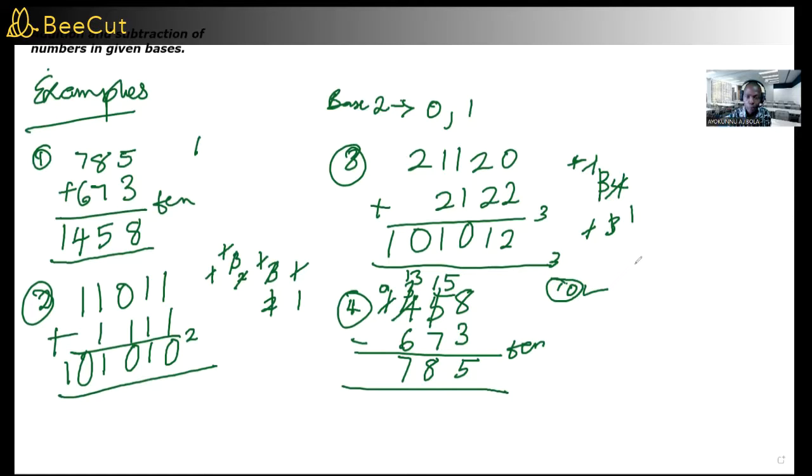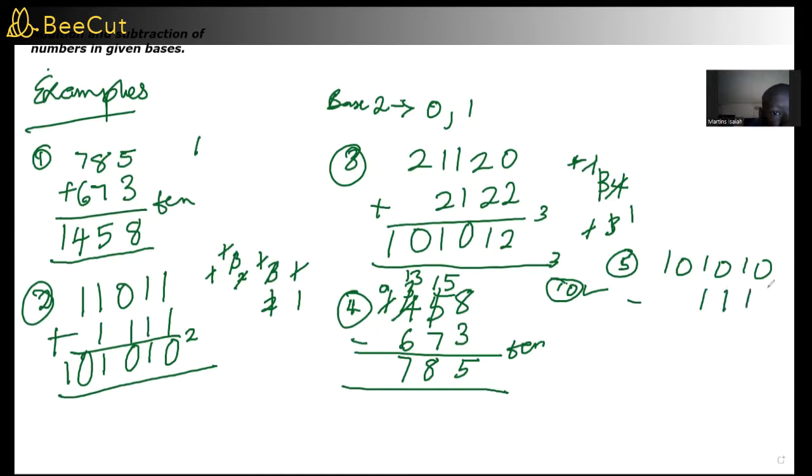Let's solve this number 2, and that's going to be number 5 here. So what is the number 2? 10, 10, 10 minus 1, 1, 1, 1. If you are with me, you will see that the answer should be 11011. So let's see how it will give us that.